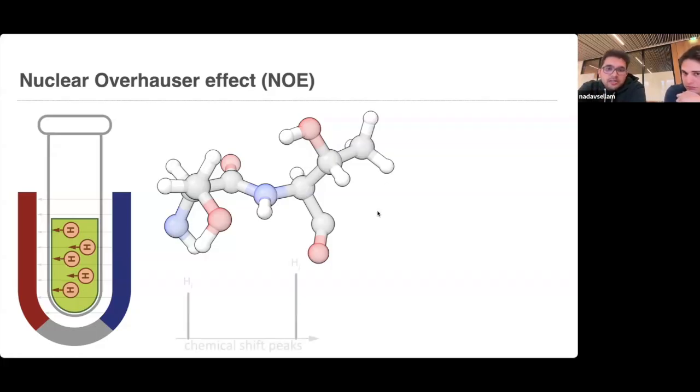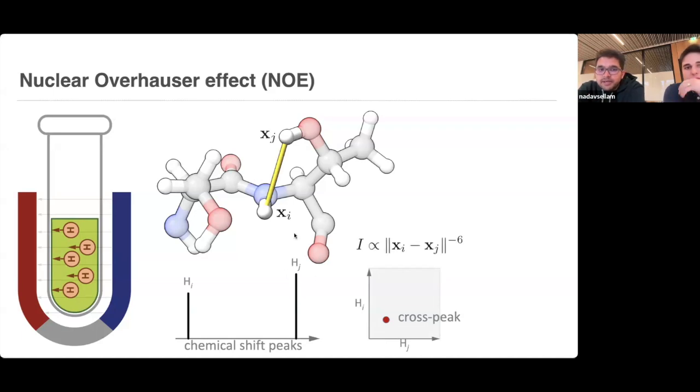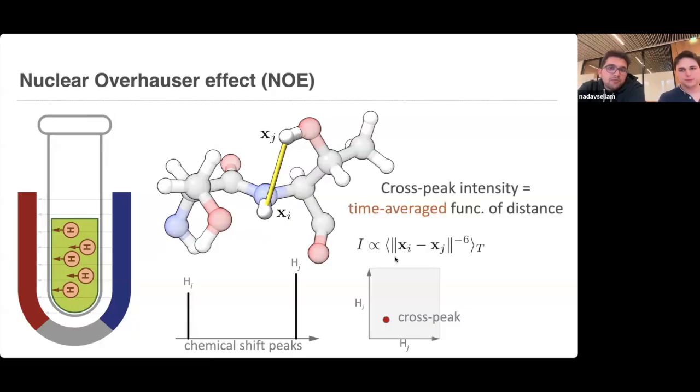So if you have two hydrogens for which you observe a cross peak, it means that they are linked in space. The intensity indicates how close they are in space, and this intensity decays by the sixth power of the distance of their proximity. So effectively, anything beyond a 5 angstrom radius you can't sense.